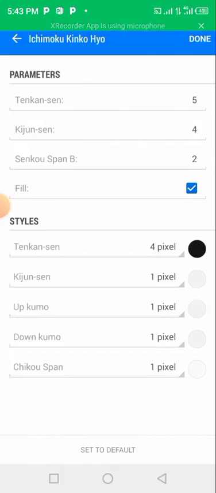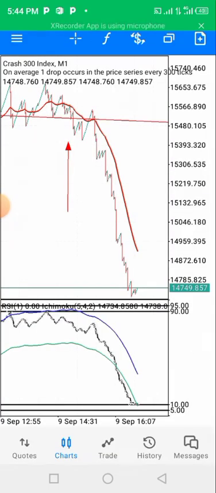Okay, the Kijun-sen and the rest, just leave them. If the background of your chart is black, leave it at black. But if the background of your chart is white, just leave it at white. And after that, you click done.